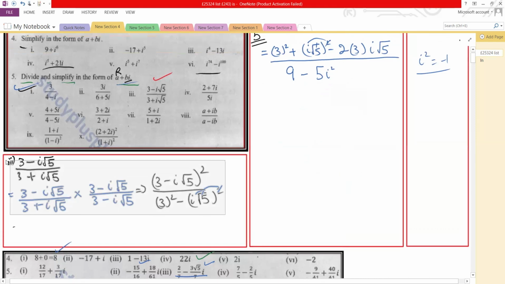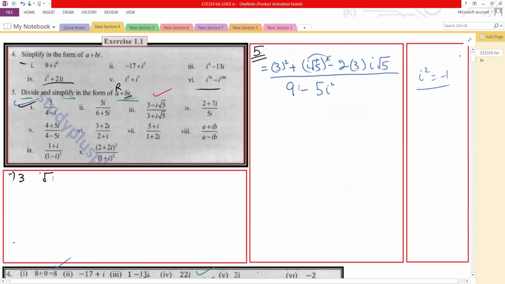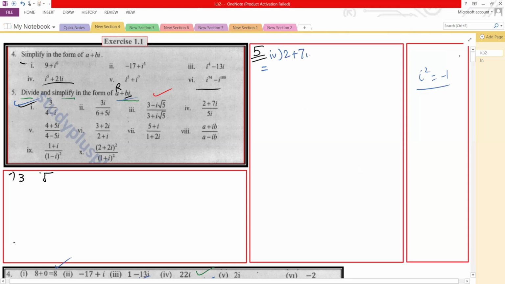Okay, so see question number, okay, question number 4. So what you will do in part number 4 is just write like this: 2 plus 7 iota divided by, here a real part is not given, so you can write 0 plus 5 iota. Okay, and then the next step what you will do: 0 minus 5 iota and 0 minus 5 iota. Solve it like that, it will give you an answer.